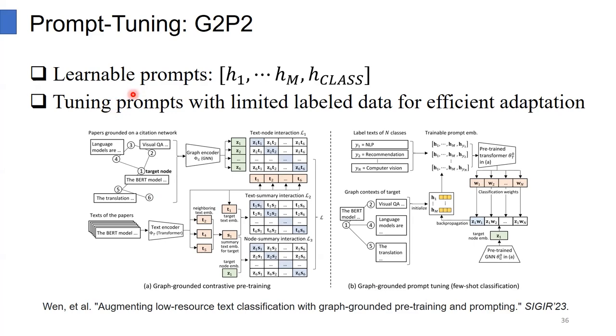So basically these H here are just learnable vectors, right? So during the adaptation stage, we don't update the text encoder, we don't update the graph encoder, we only update this very small learnable prompt here, right?